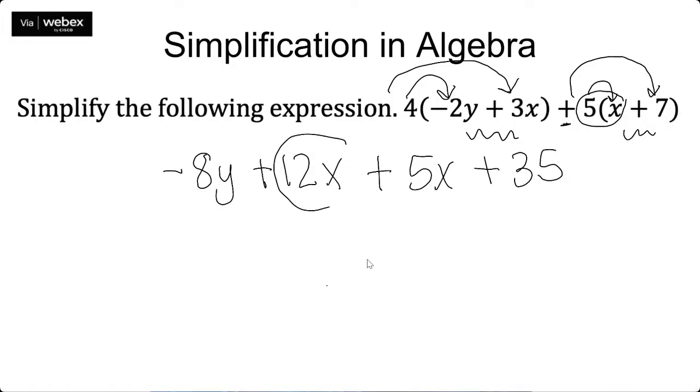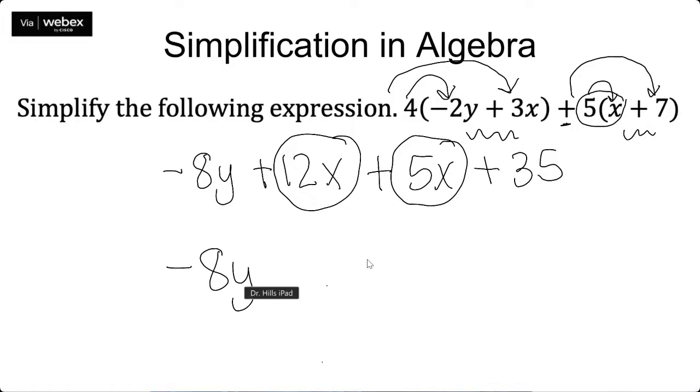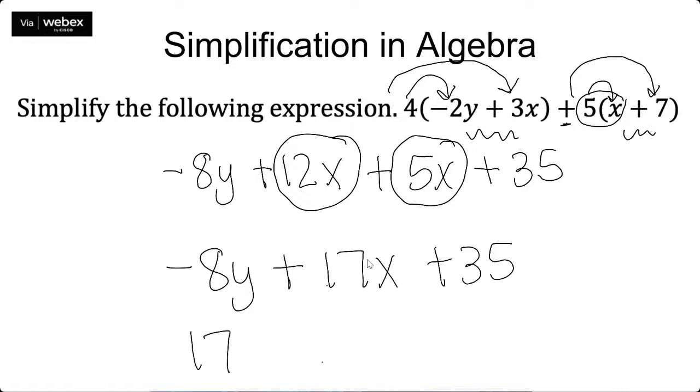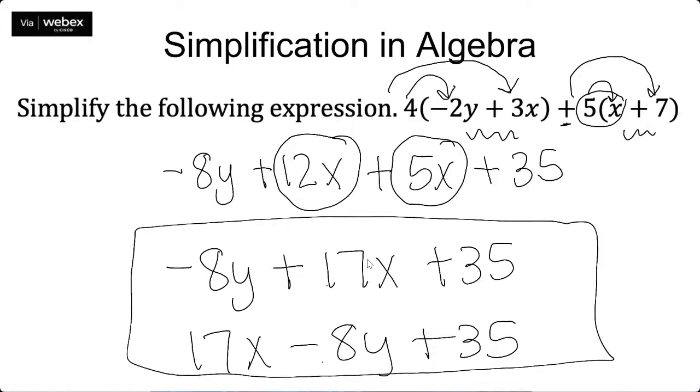Now it looks like I have 2 families of x's that I need to combine. So I'm going to bring down my negative 8y. 12 plus 5 is 17. So plus 17x plus 35. And if I wanted to keep it in alphabetical order, maybe I would do 17x minus 8y plus 35. Do I have the same answers you all had, even if I didn't write it in the same order? Look at us, we're learning.